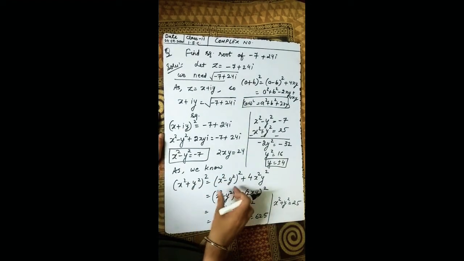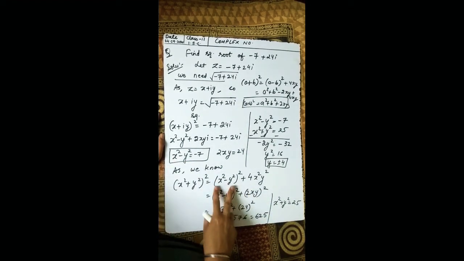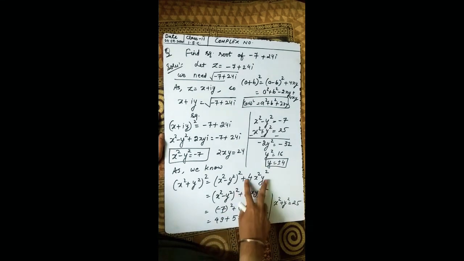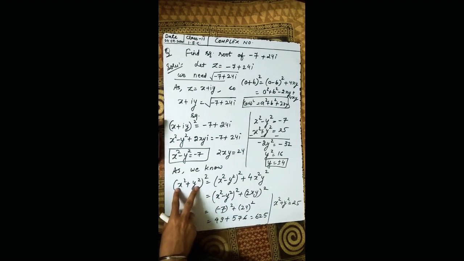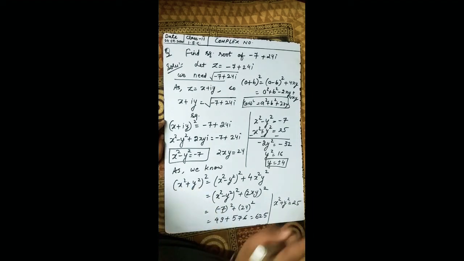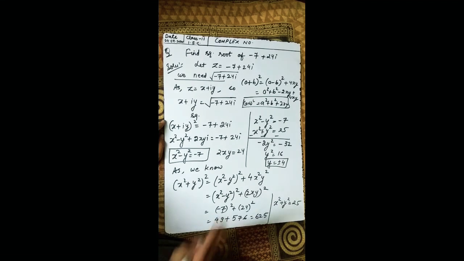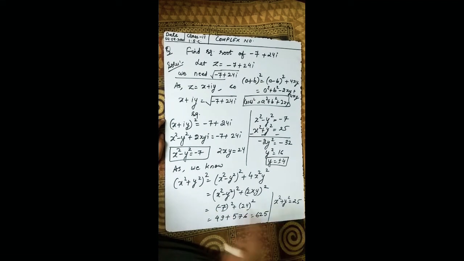And why am I doing this? Because I have the value of x square minus y square, so I can put minus 7 here. And this can be written as (2xy) the whole square, so I can replace this with 24. So that I get the value of x square plus y square, and I can make two linear equations in x square and y square. Are you understanding this? Okay, so in place of this I'm writing minus 7, in place of this I'm writing 24.